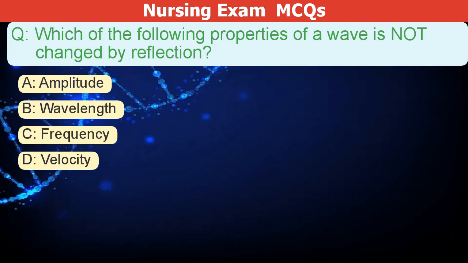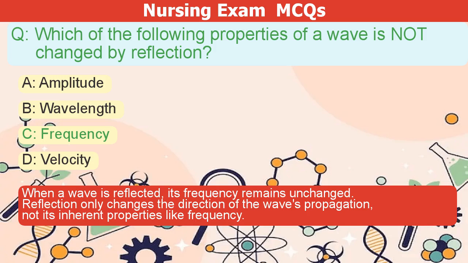Which of the following properties of a wave is not changed by reflection? A. Amplitude, B. Wavelength, C. Frequency, D. Velocity. The correct answer is C. When a wave is reflected, its frequency remains unchanged. Reflection only changes the direction of the wave's propagation, not its inherent properties like frequency.